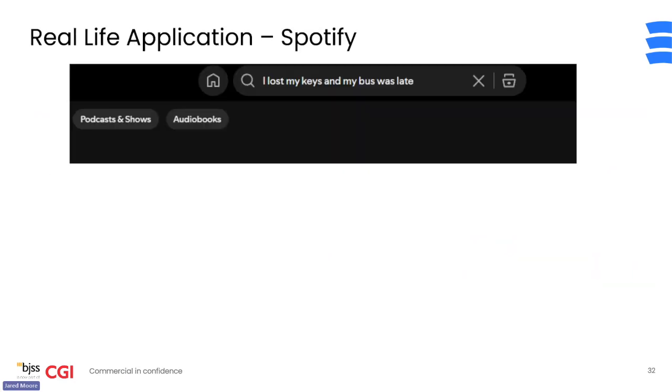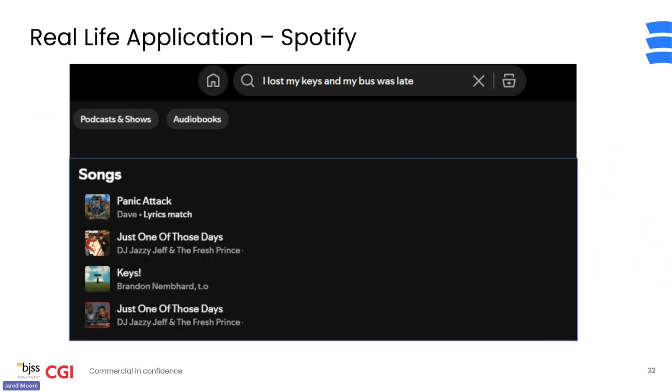So this is my final real life application of how we might use it. Spotify uses this for its searches. What I've searched for is I've lost my keys and my bus was late. If I was doing this with just keyword search, it would return, I don't have any songs that are called that. But because I've done semantic search, it's given me a song called Just One of Those Days. Also got keys, panic attack. So that's how we use it.